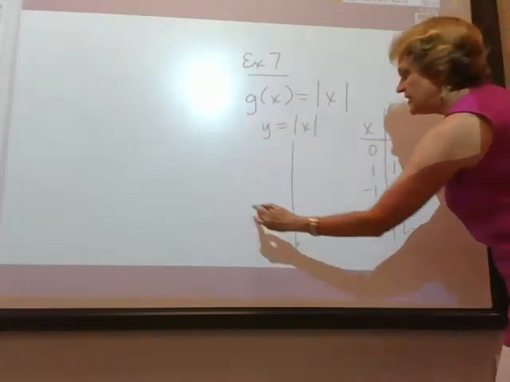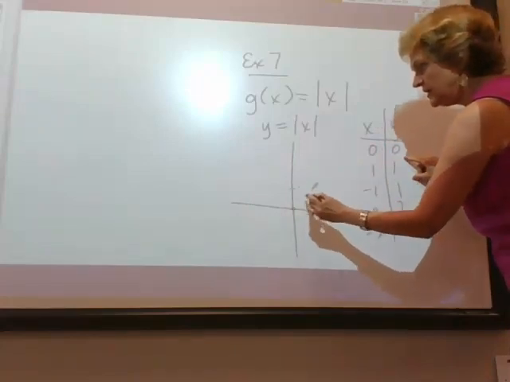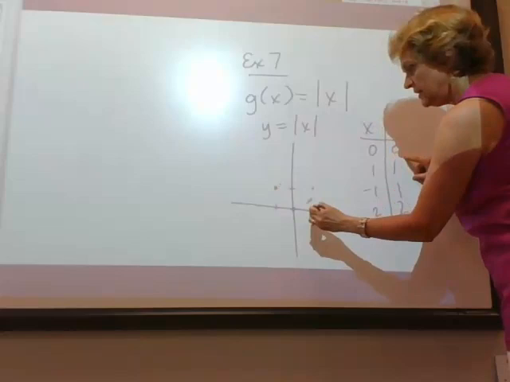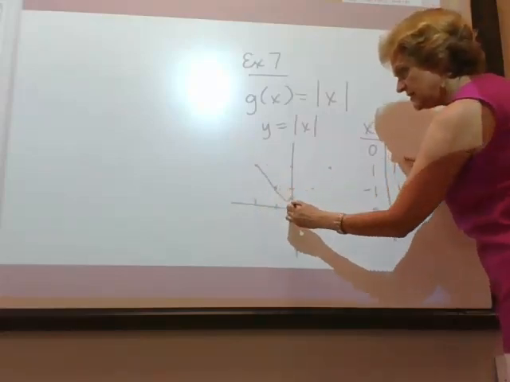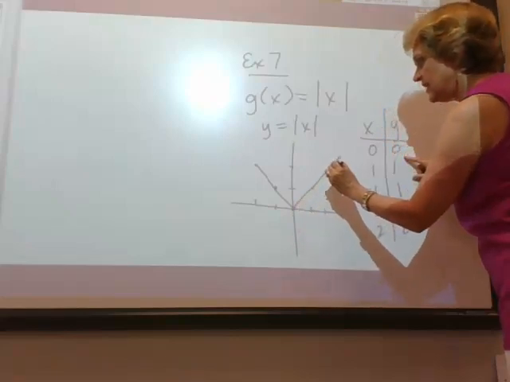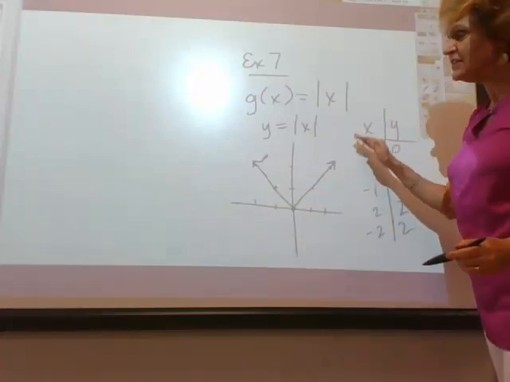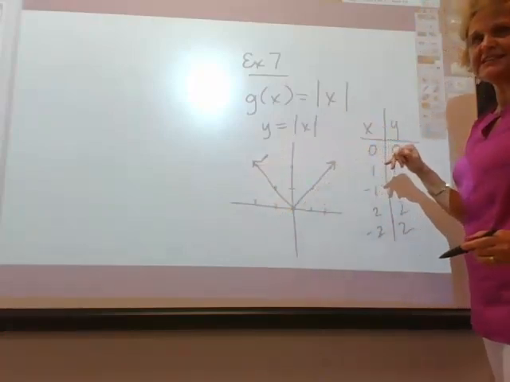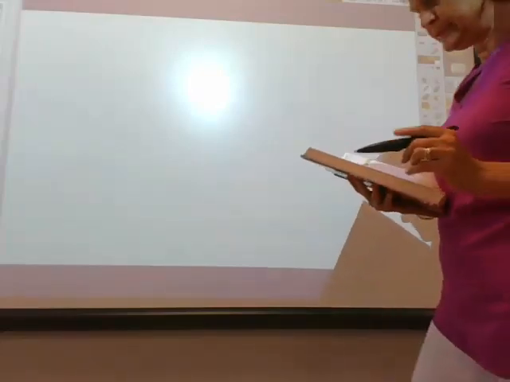So when I plot these, everybody, it'll be 0, 0; 1, 1; negative 1, 1; 2, 2; negative 2, 2, and this makes a V shape. So isn't that cool? The absolute value function makes a V shape. I love it. All right. So let's do J, K, and L. Last time for today, stop the tape, do your graph.